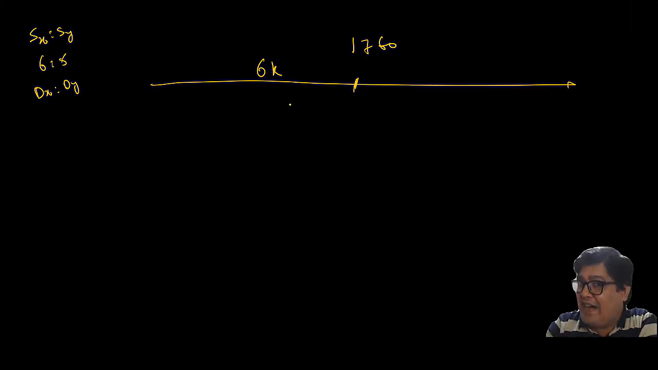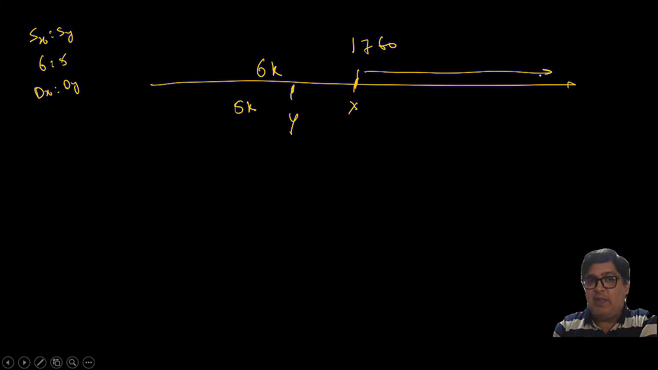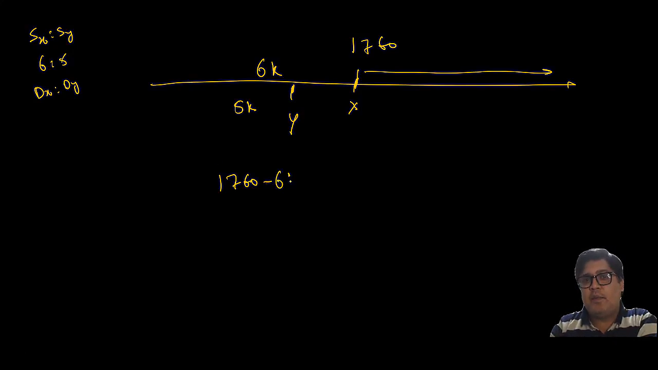How much has y covered? Y has covered 5k. This is y and this is x. So what is the gap in front of x? In front of x it is 1760 minus 6k. What is the gap in front of y?